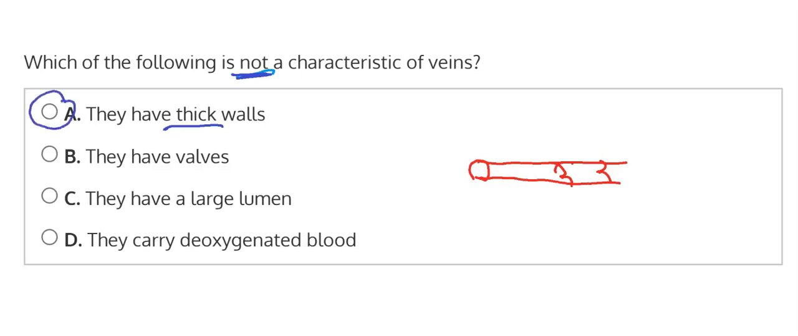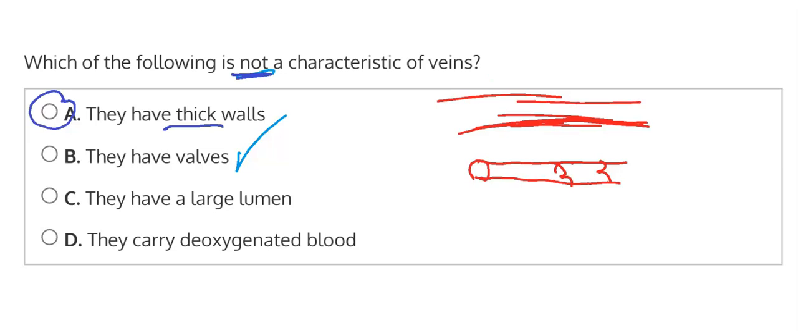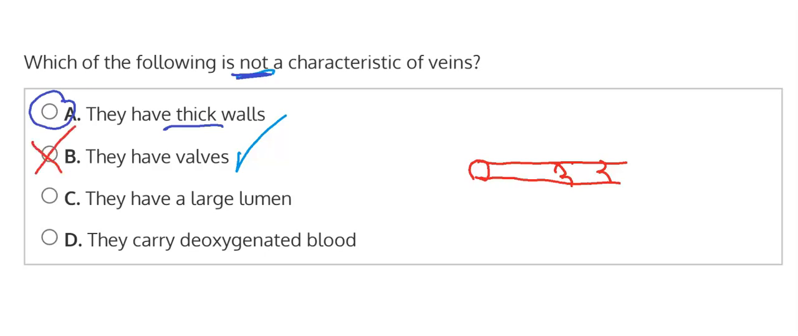Option B says they have valves, and we know that this is a correct fact because we have here our valves. The valves prevent the blood from flowing in the opposite direction. So meaning if, let's say, your blood is flowing in this direction here, the valves prevent the blood from going backwards where it shouldn't be going. So that is true, and we're looking for which is not true. That means that we could eliminate option B.